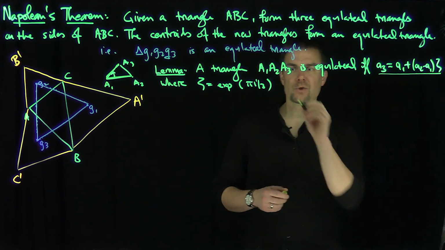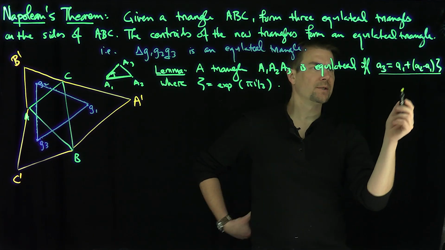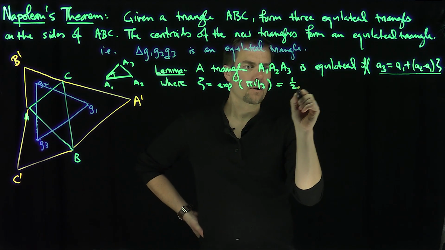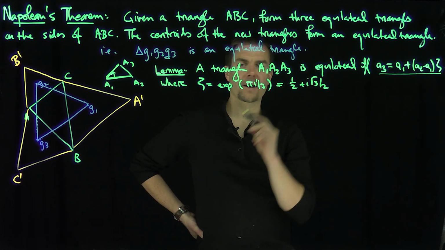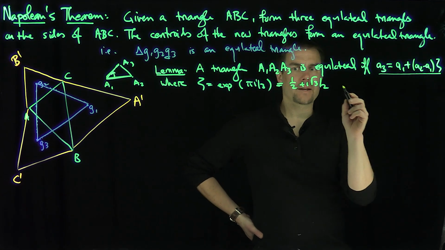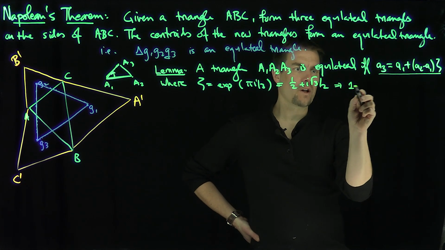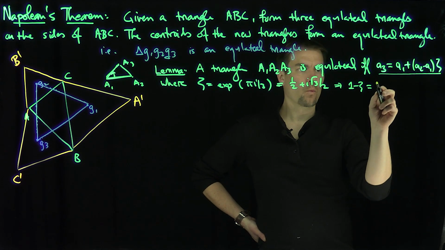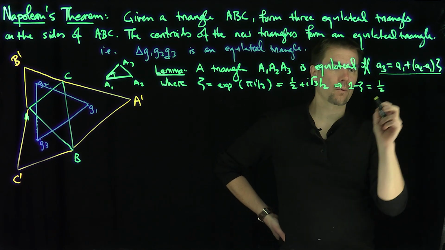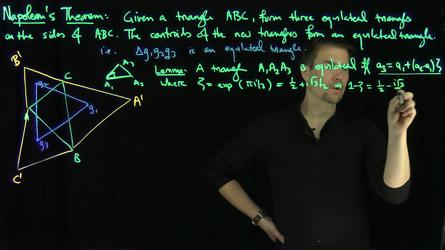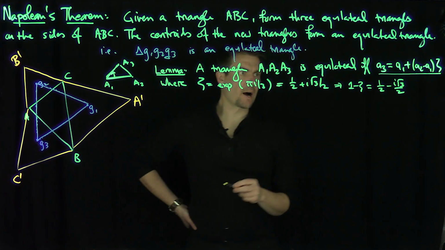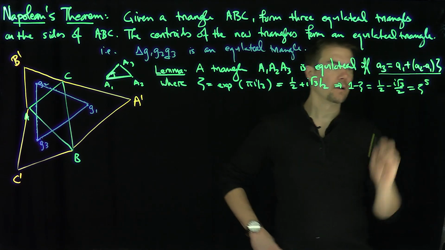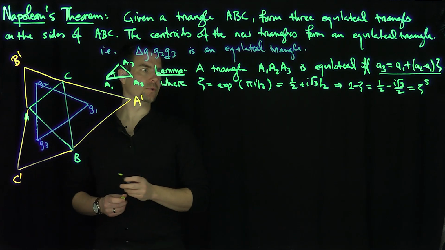Now there's one modification we can make to this. Zeta is really 1/2 plus i root 3 over 2. And so now I have 1 minus zeta, which is going to be 1/2 minus i root 3 over 2. And that's really zeta to what power? That's zeta to the 5th power. So 1 minus zeta is really zeta to the 5th power, like that. Excellent. That's an important thing to observe.